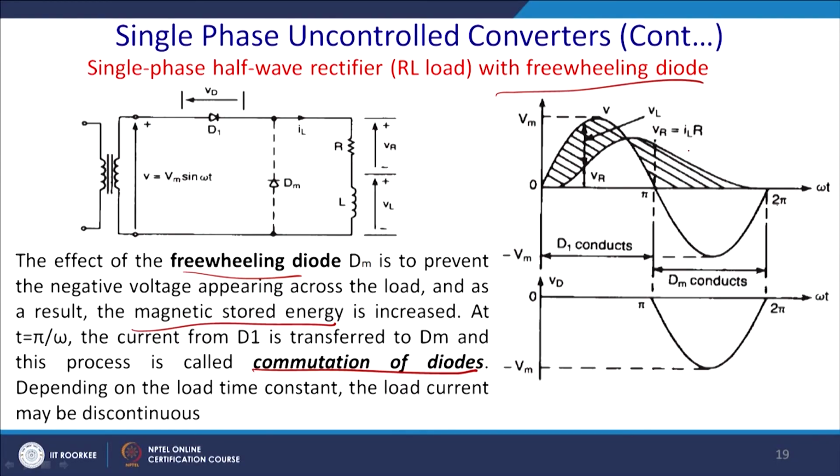So, you take an example of it. This is basically the Vm and this is basically the VR, and this is the point where D1 conducts, assuming a very high load current, then only it happens, otherwise we will have a discontinuous mode of conduction.